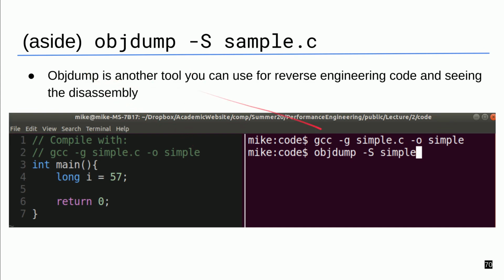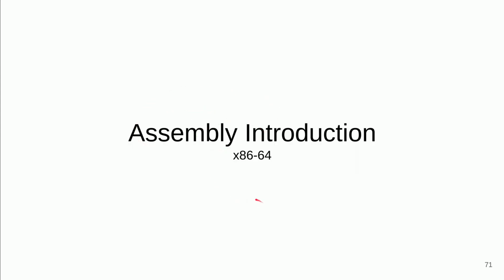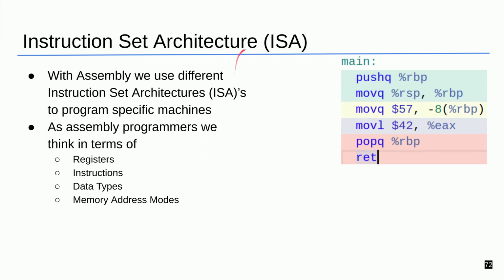We could run this in objdump, just as a side, but I like Compiler Explorer. So let's review our assembly here, okay? So again, with assembly, we're using different instruction set architectures. That was like our Intel x86. That's specific to our machine. So these instructions, pushq, movq, movq, movl, popq, ret, and so on.